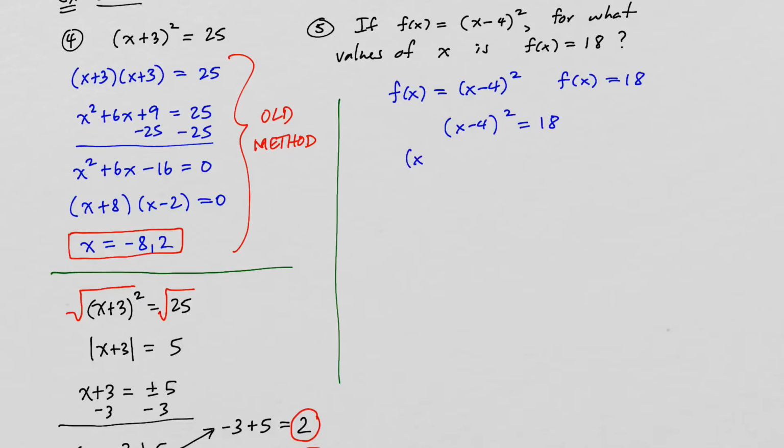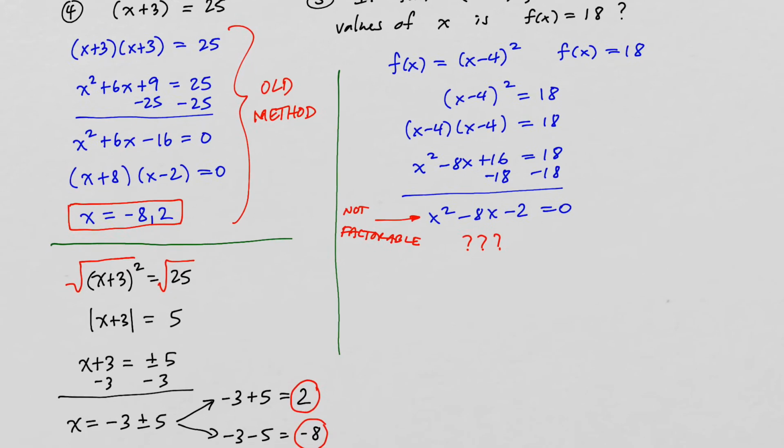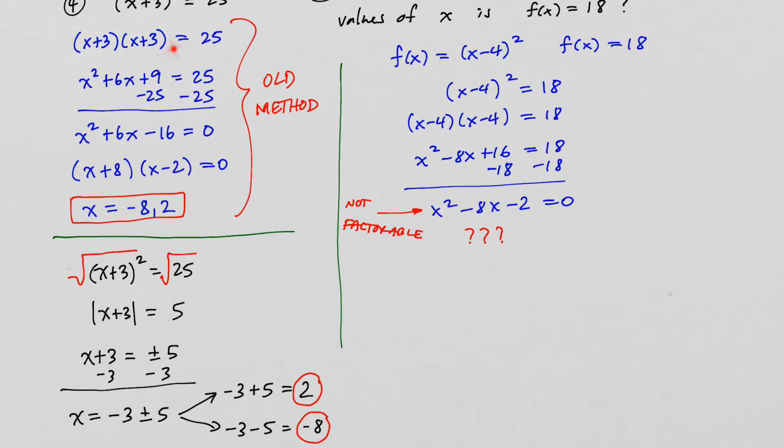Now, if you try the old method on this problem by multiplying out the left-hand side of the equation, and you go through all the steps here, you end up with a quadratic equation that is not factorable. That means that we're not able to continue using this method. So again, that's the old method. That's the method that we applied over here.